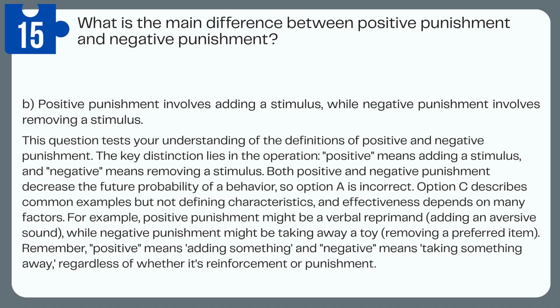For example, positive punishment might be a verbal reprimand, adding an aversive sound, while negative punishment might be taking away a toy, removing a preferred item. Remember, positive means adding something and negative means taking something away, regardless of whether it's reinforcement or punishment.